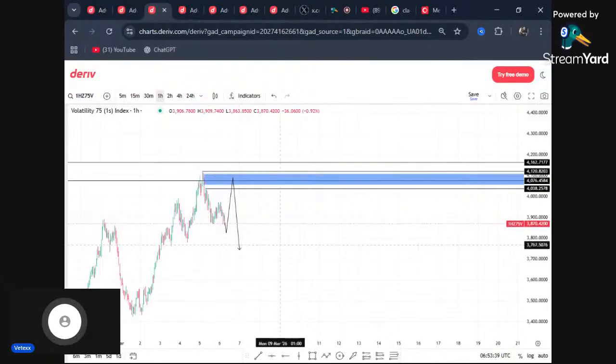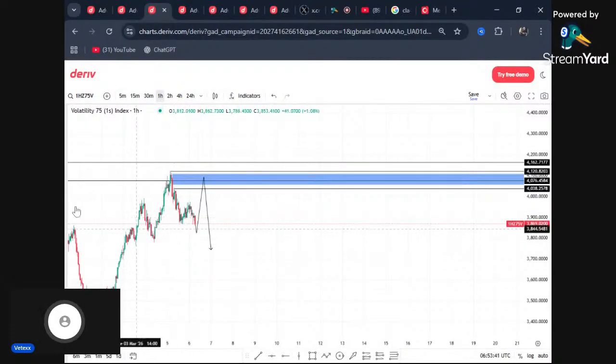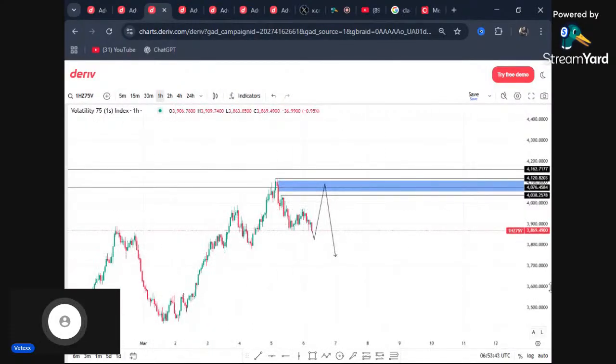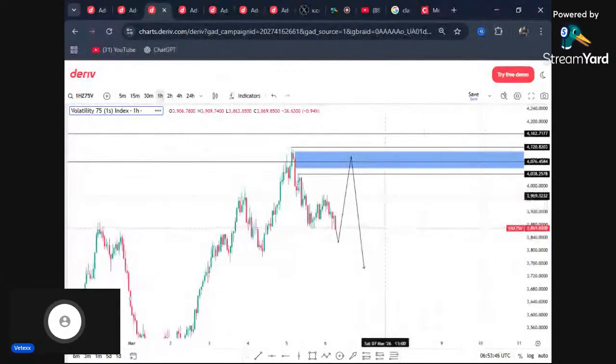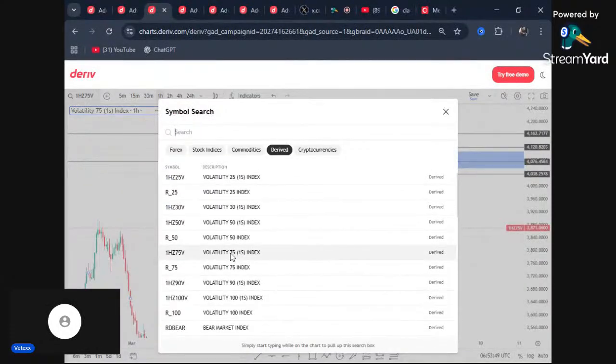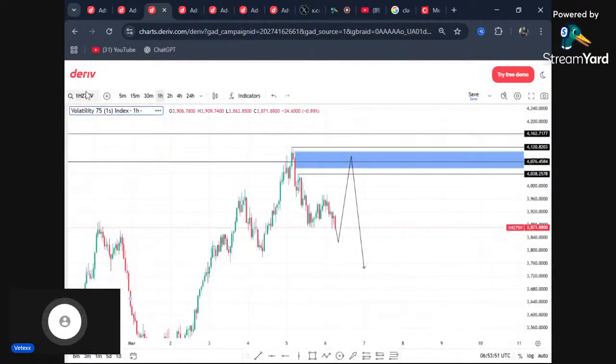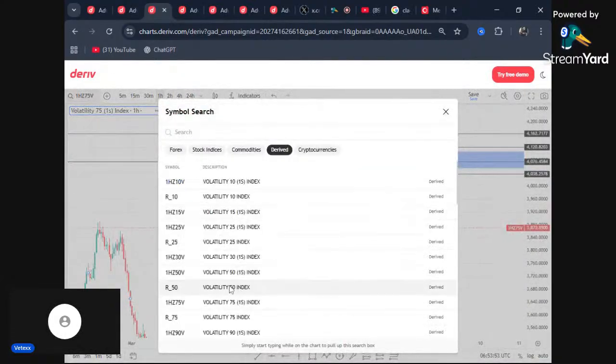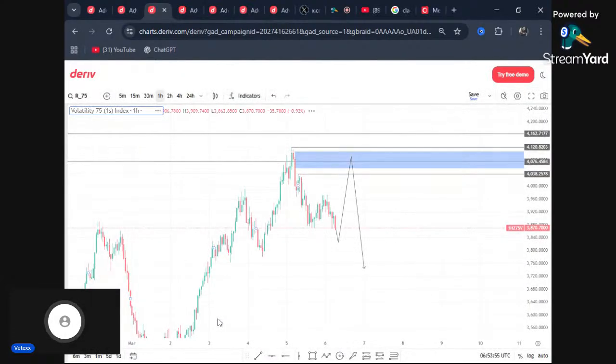So this is another setup that we are anticipating, V50 and then V75 one index. So the next pair we'll be checking now is V75. Just analyze V75 together and let's see.